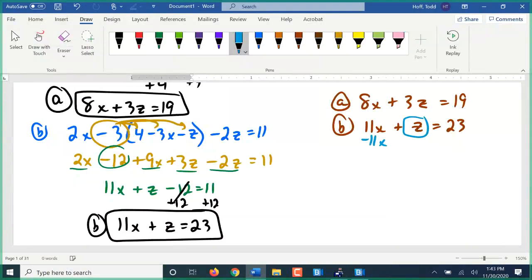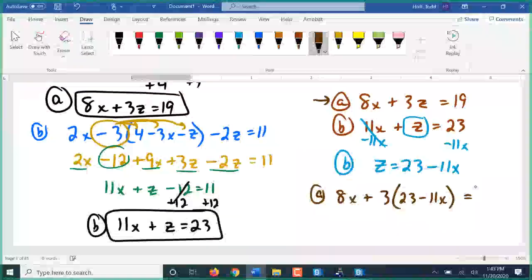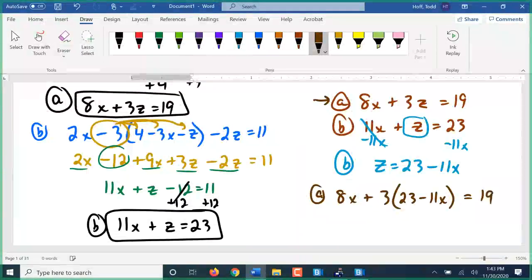I'm just going to subtract 11x from both sides. And I get that z equals 23 minus 11x. That's my equation B. I'm going to substitute that back into equation A. So 8x plus 3z, well, z is going to become 23 minus 11x equals 19.